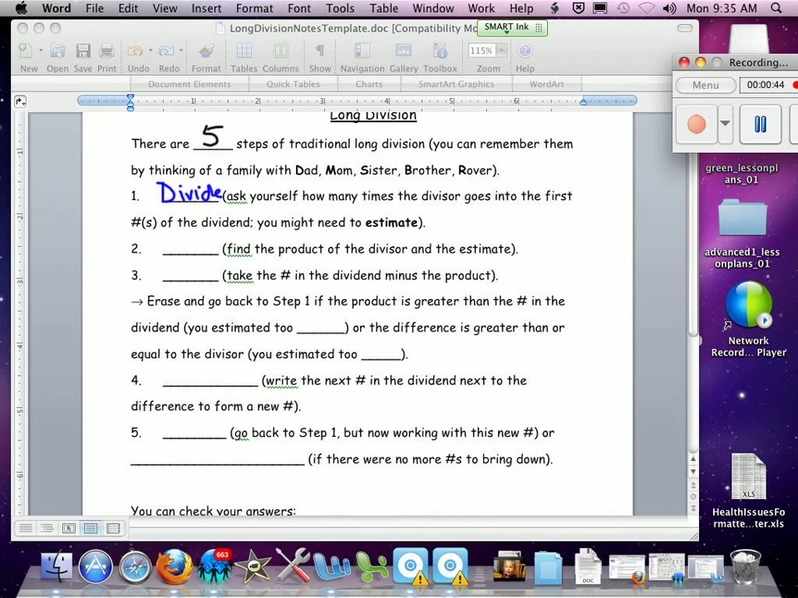Especially if you have a double or even a triple digit divisor, you might have to use estimation in order to do this divide step. A lot of times you come up with just an estimate. It's a little bit of a guess and check thing for the divide step.